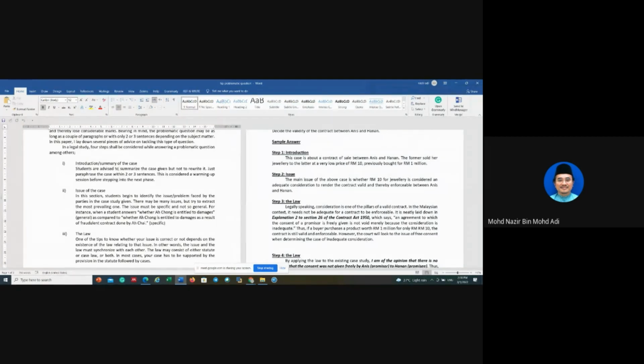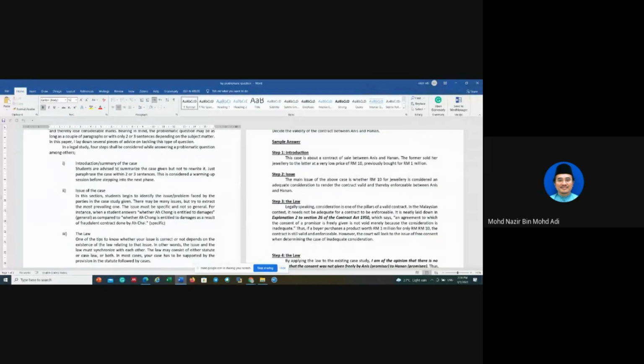Right? So I can give an example of that. And another thing: the issue must be specific and not so general. For instance, when a student answers whether Achong is entitled to damages, this kind of sentence is very general, right?